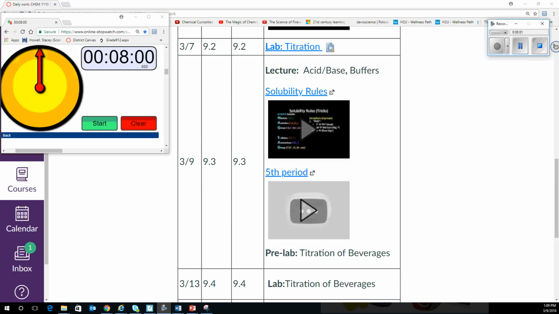What's going on each day, so you need to make sure you're checking Canvas, especially if I'm gone. Make sure you're checking Canvas. Today what we're doing is we're going over acid-base. We won't get to buffers, but we'll get to pH, pOH, and all that stuff. I've put up the solubility rules. We'll talk about that during lecture.